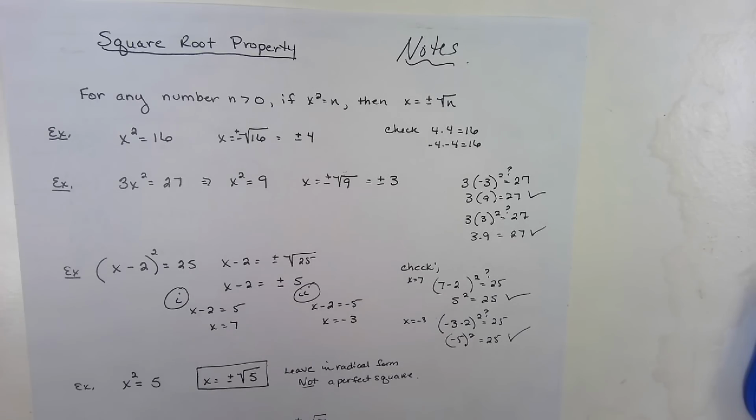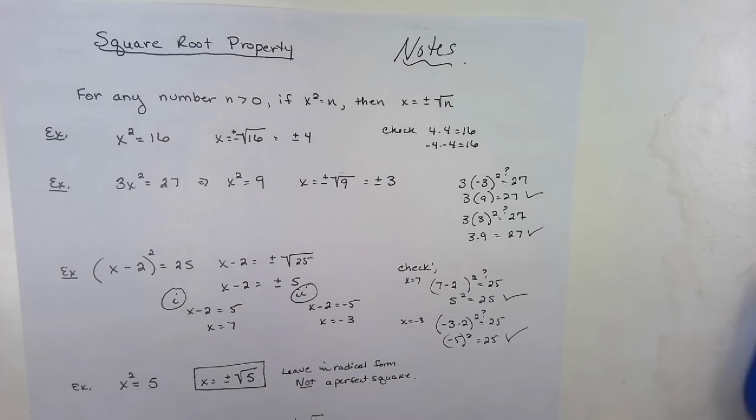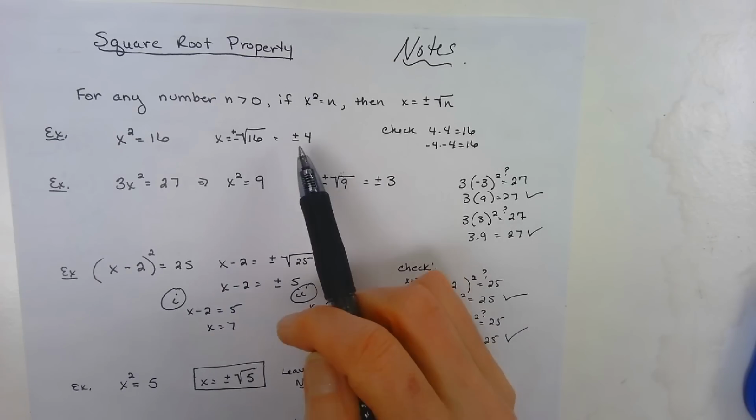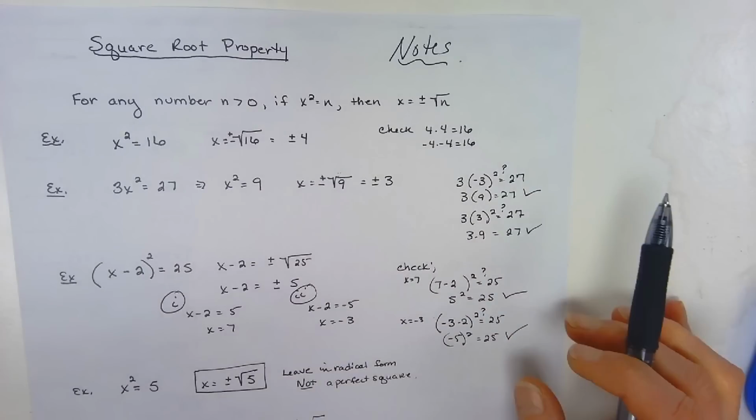For any number n greater than 0, if x squared equals n, then x equals plus or minus the square root of n. For example, x squared equals 16. Using the square root property, x equals plus or minus the square root of 16, which means it equals plus or minus 4. We can check both of those answers: 4 times 4 equals 16 and negative 4 times negative 4 equals 16.